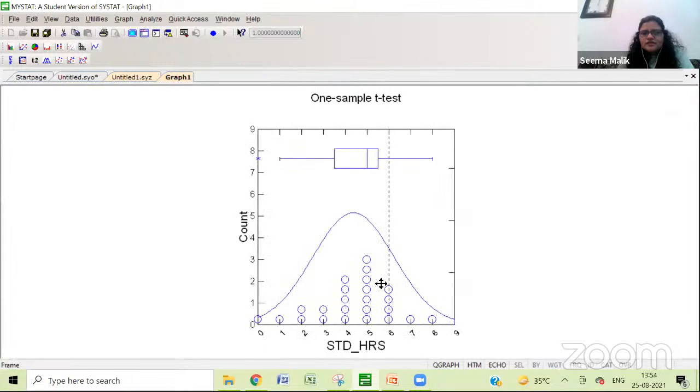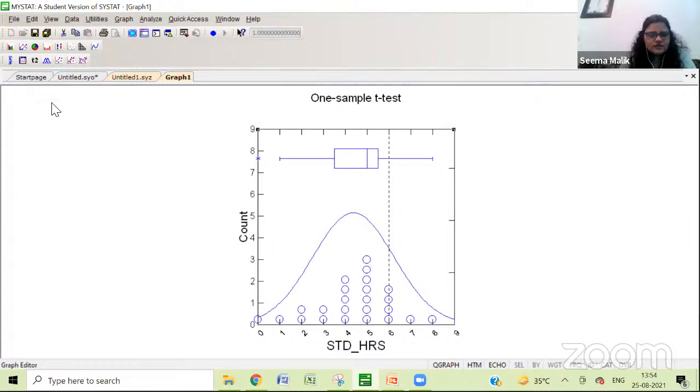Okay. And see, one of the best things is that the normality curve is created automatically here. So you do not need to check the normality separately actually. Okay. So this is the one sample t-test. See, very nice normal distribution. How nice it is. Now where are the results? Okay, results are here.